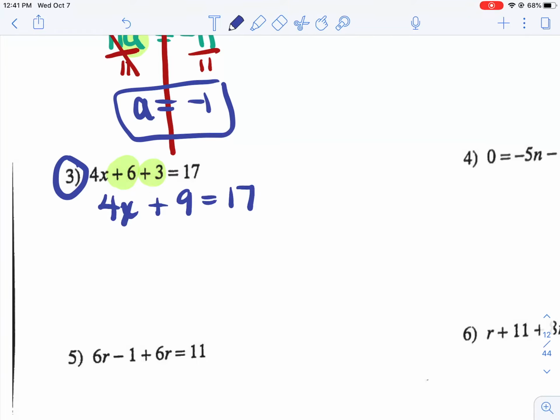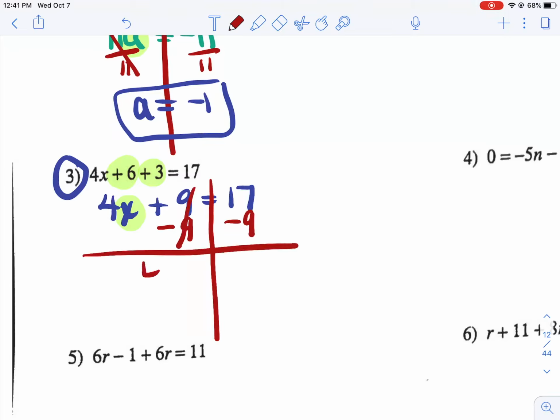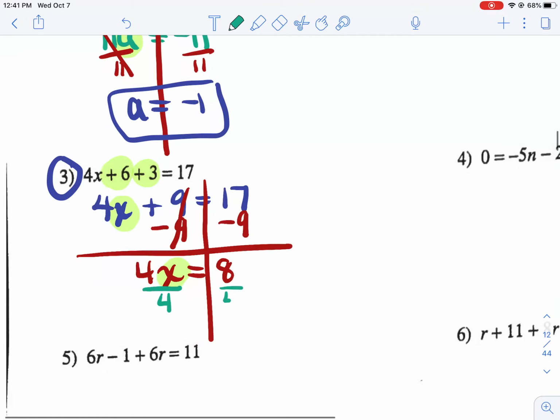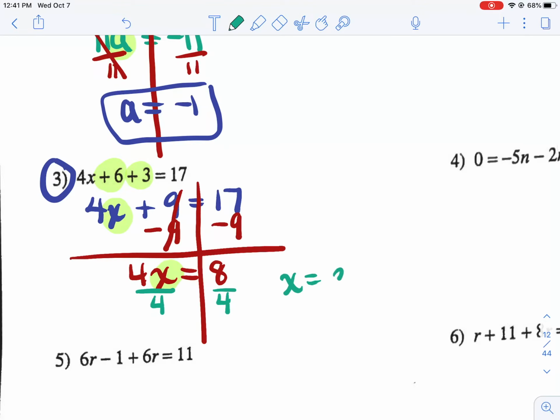Now, in order to get our x by itself, I need to get rid of this positive 9. The opposite of a positive 9 is a negative 9. So I'm going to take away 9 on both sides. 4x equals 8. Now, we think we're done, but we're not, because we still have to get that x by itself. How are 4 and x connected here? I'm going to divide both sides by 4, and x equals 2.